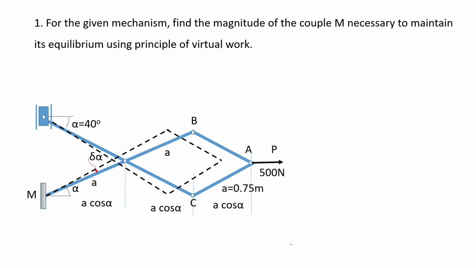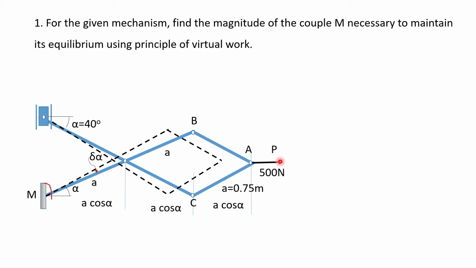So this is a simple mechanism given, and we have to find out the magnitude of this couple M necessary to maintain the equilibrium using the principle of virtual work. Now visualization is the most important part, dear student, for these problems. When the force P is applied towards the right, M will move in the downward direction, isn't it? And when we reverse the direction of the force, it will move in the anti-clockwise direction.